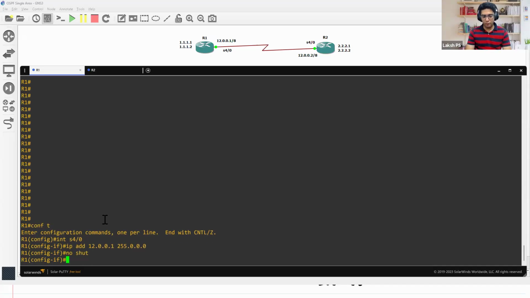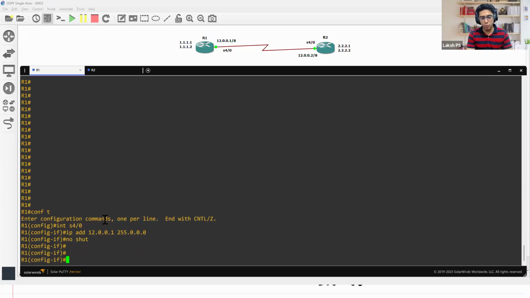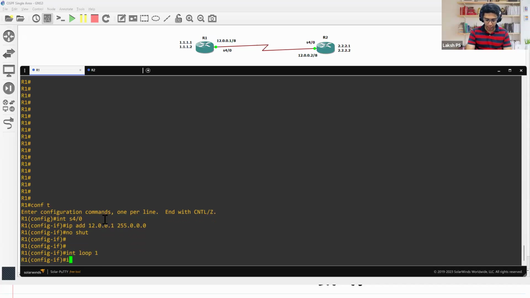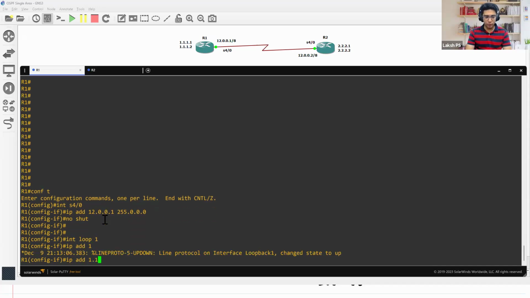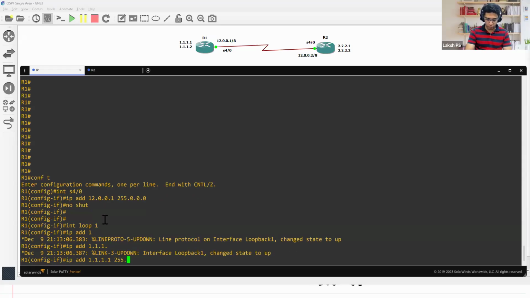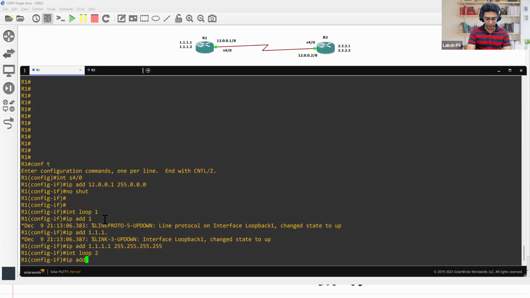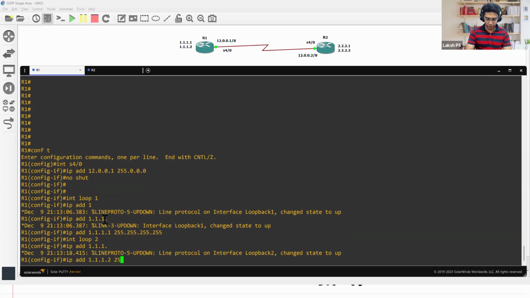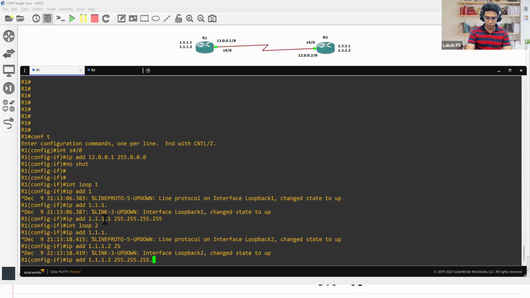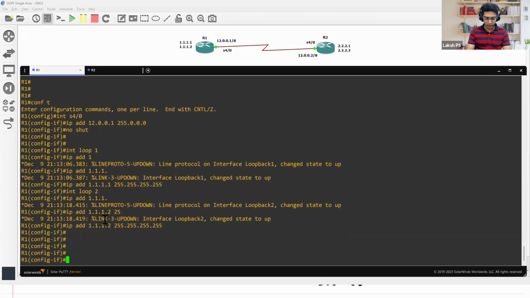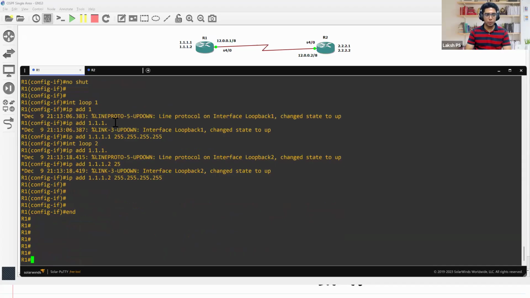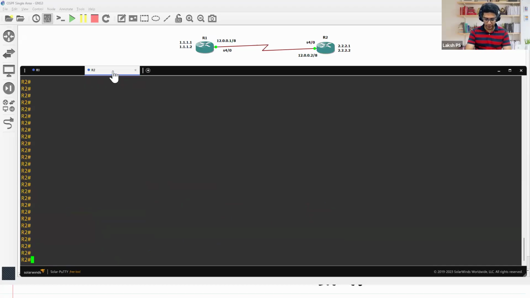Then we will configure two loopback addresses as well. Interface loopback 1, IP address 1.1.1.1 255.255.255.255. Then interface loopback 2 as well, IP address 1.1.1.2 255.255.255.255. Now let's go on R2 and configure these IP addresses.